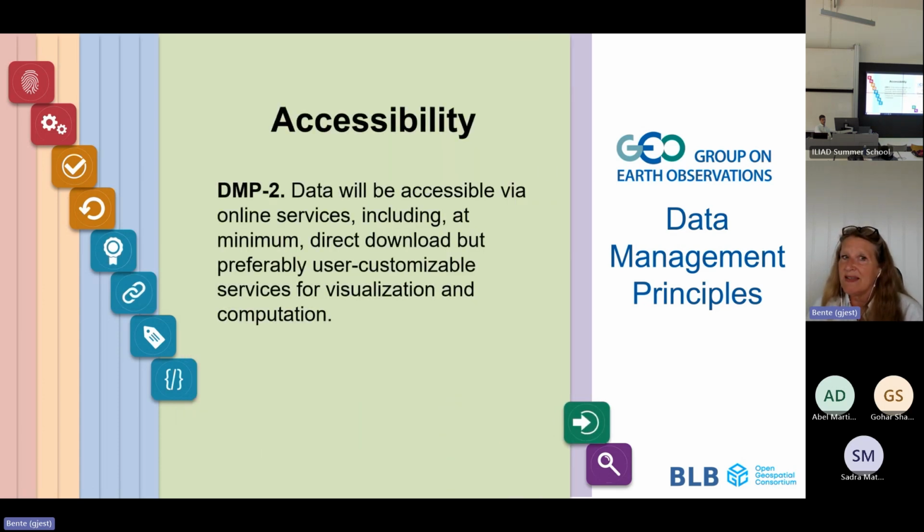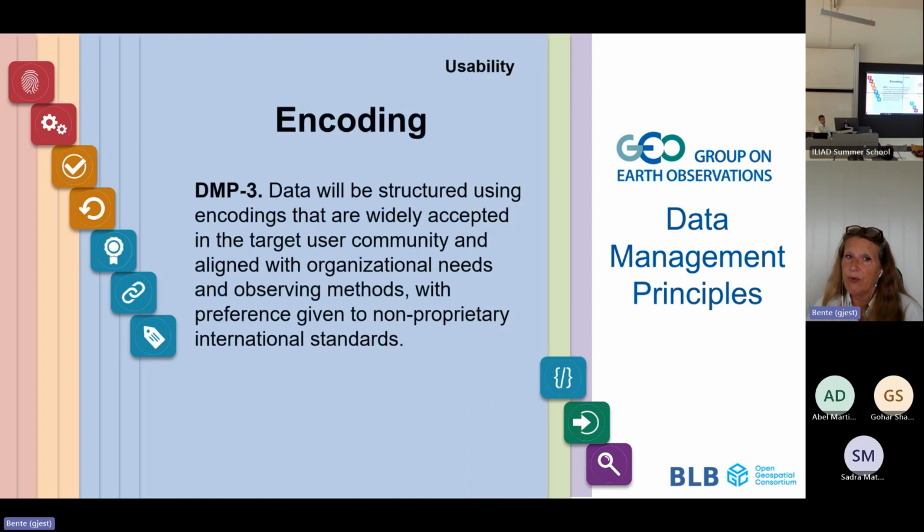The second one is accessibility. The data will be accessible via online services, including at minimum direct download, but preferably user customizable services for visualization and computation. Encoding. Data will be structured using encodings that are widely accepted in target user communities and aligned with organizations' needs and observing methods, with preference given to non-proprietary international standards. And standards you will learn more about later.